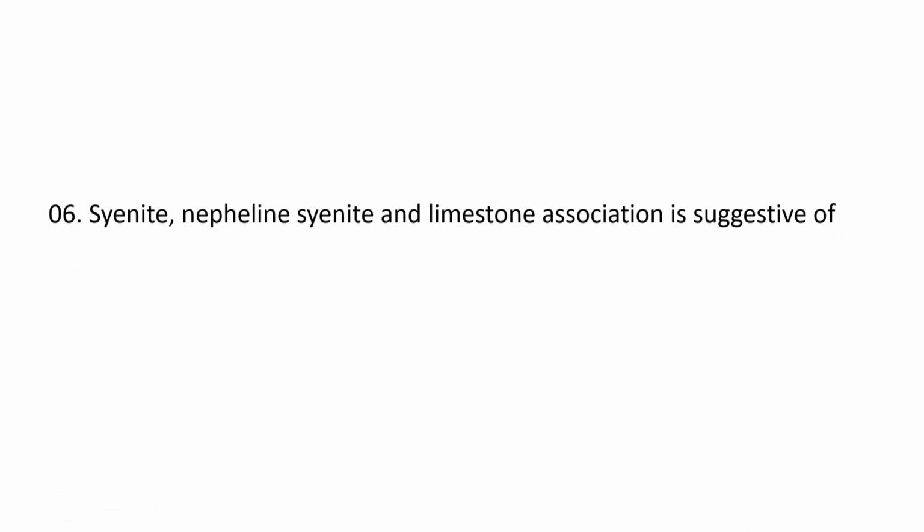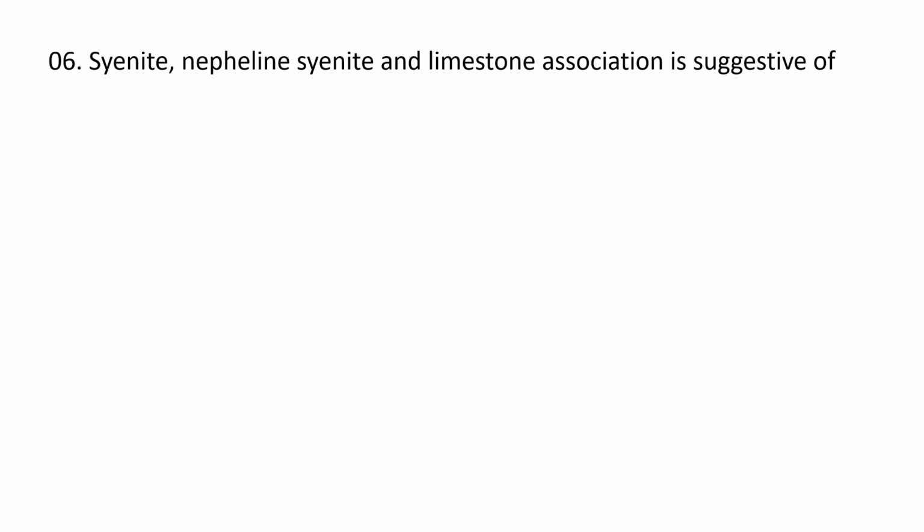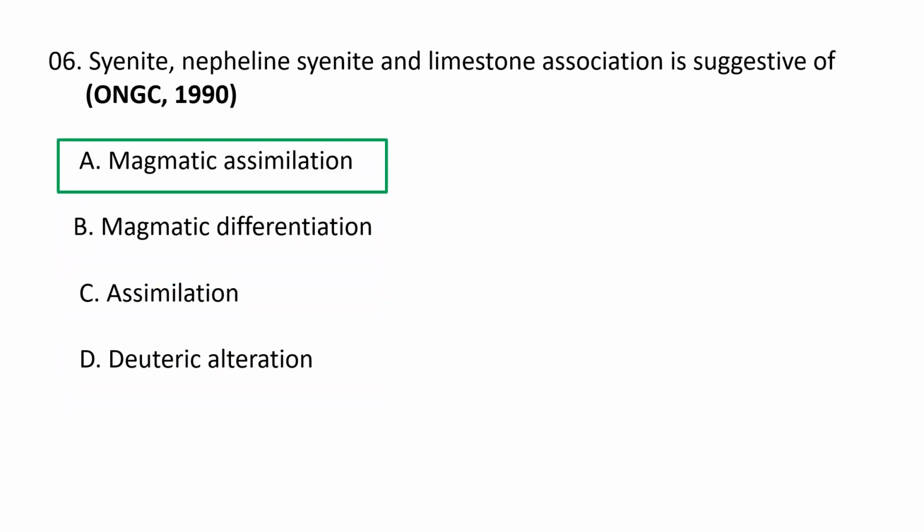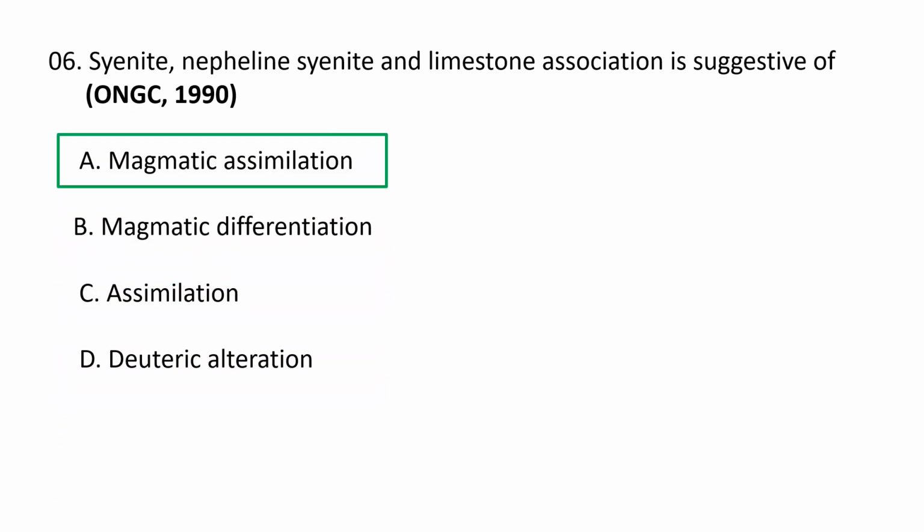Next question. Cyanite, nepheline syenite and limestone association is suggestive of A. Magmatic assimilation, B. Magmatic differentiation, C. Assimilation, D. Due to metasomatism. This association of cyanite, nepheline syenite and limestone is suggestive of magmatic assimilation.